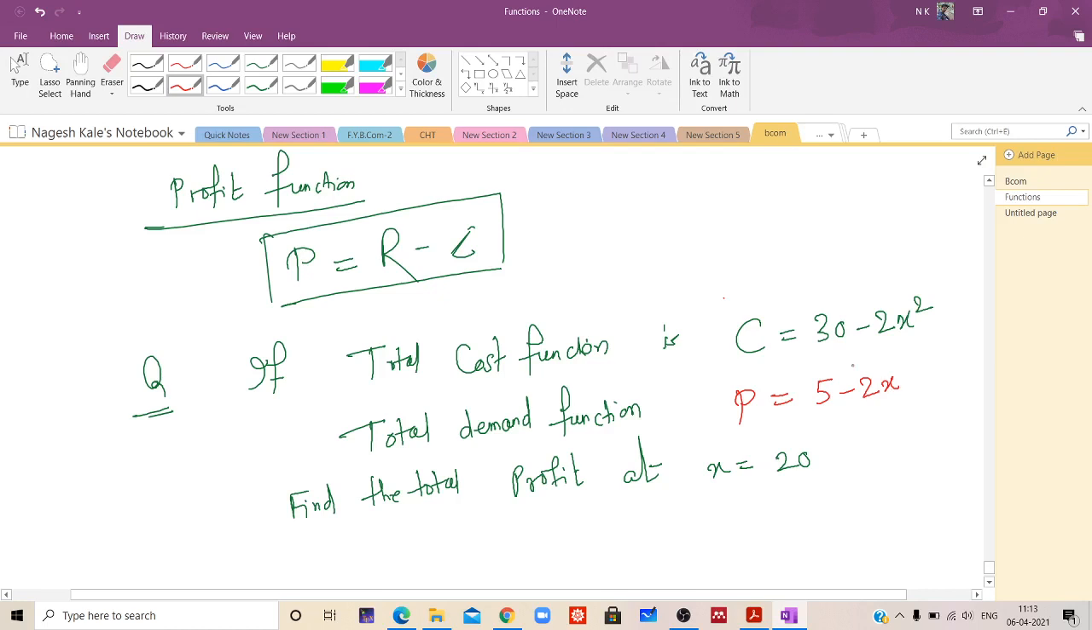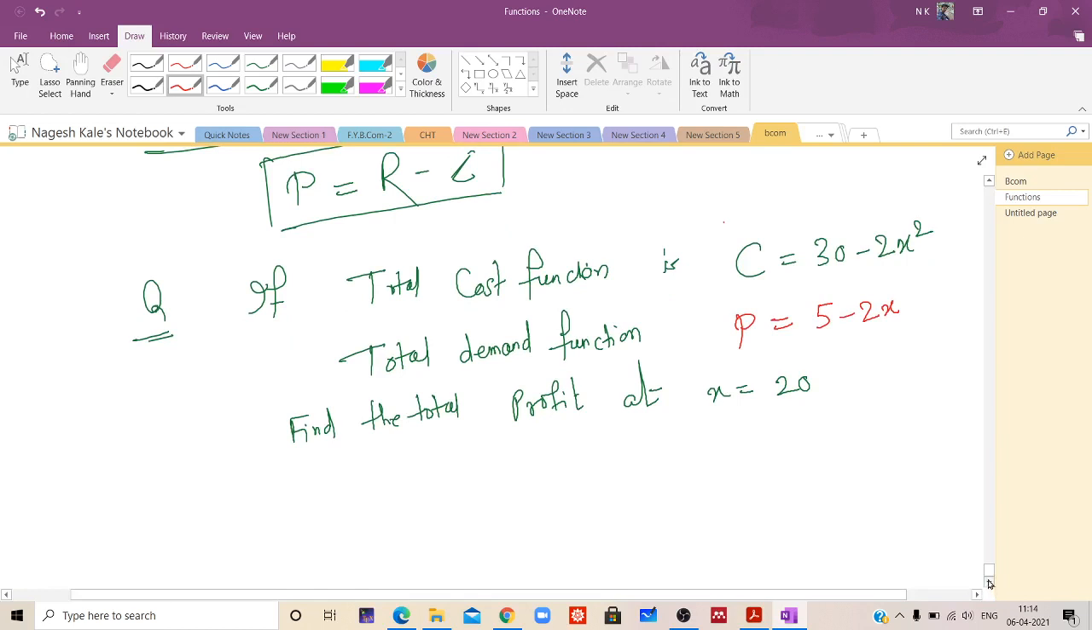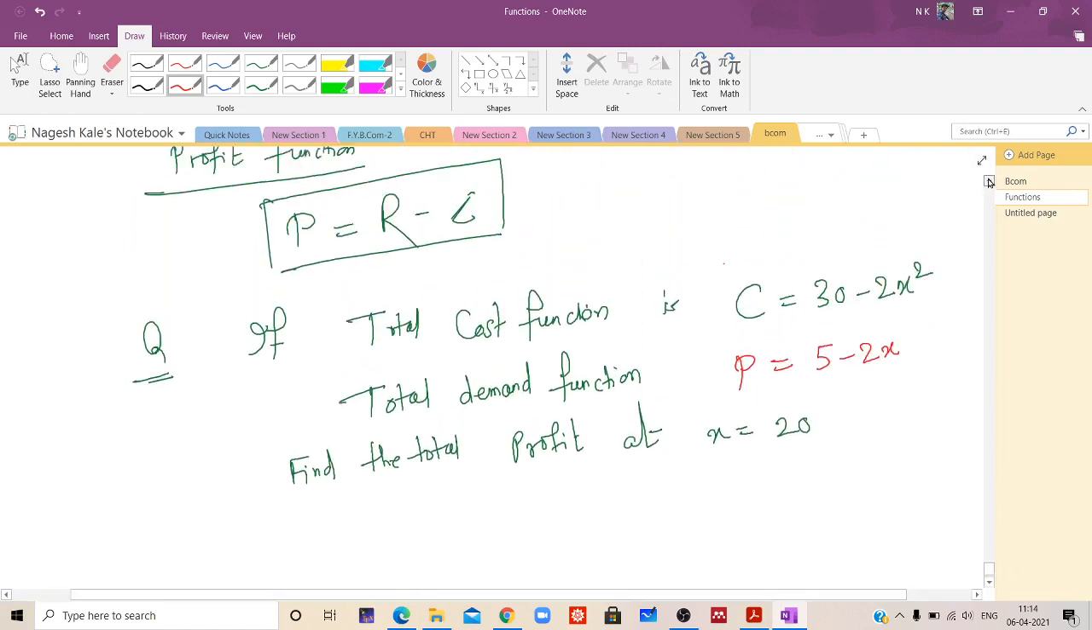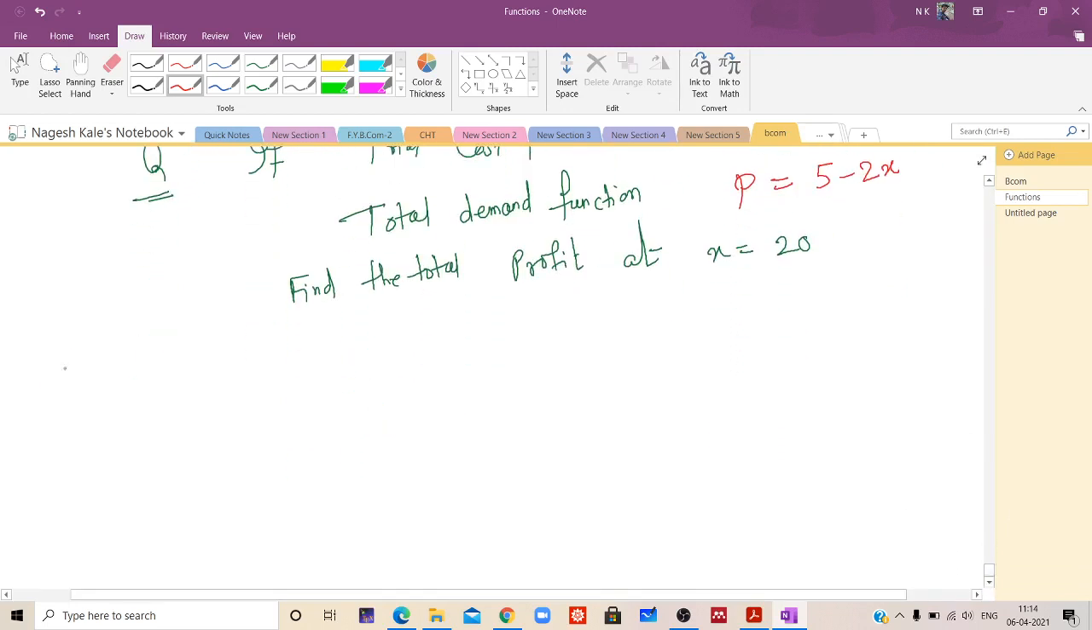Okay, now we have to calculate the total profit at x equal to 20. Okay, no problem. Let's try to solve this example slowly. So I know the formula for profit, that is total revenue minus total cost. So first of all, let us calculate total cost.